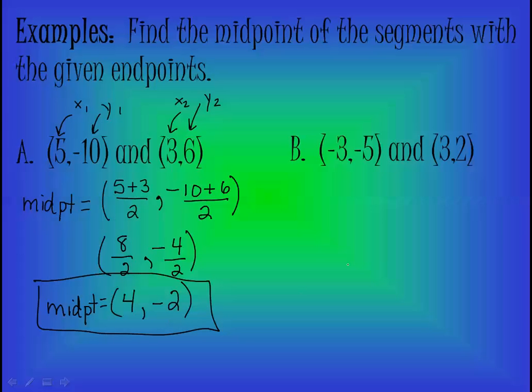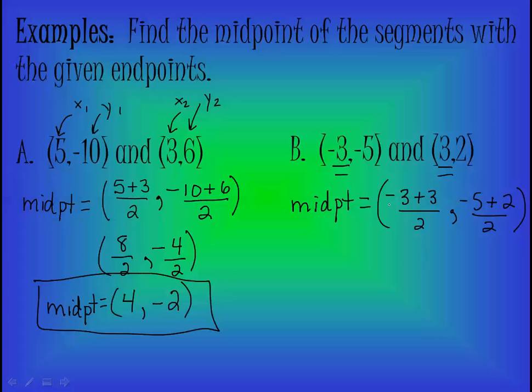Let's look at another example together. First, let's think this through. If we were on a number line, halfway between -3 and +3 would be 0. Now let's look at how the midpoint formula makes this work. The midpoint formula says x1 plus x2 divided by 2 and y1 plus y2 divided by 2.